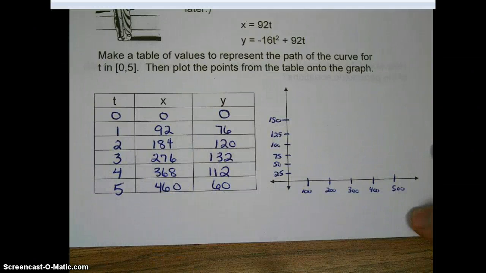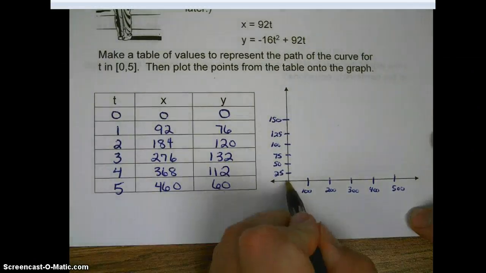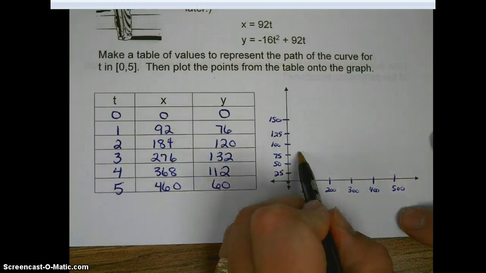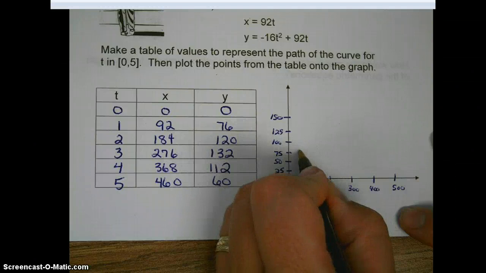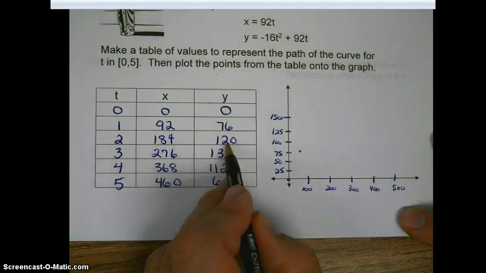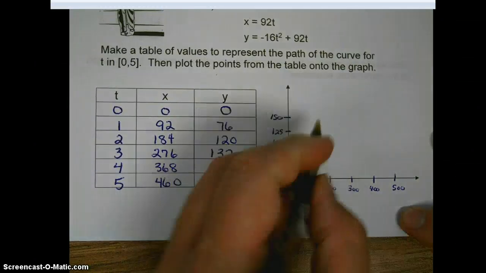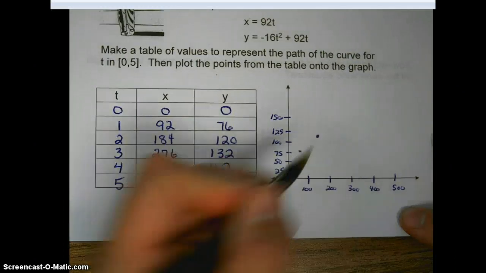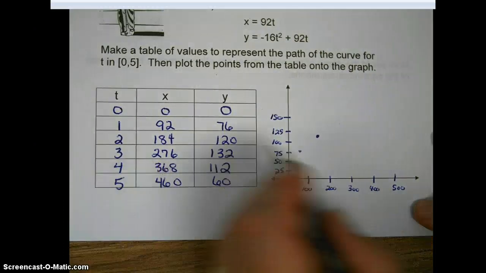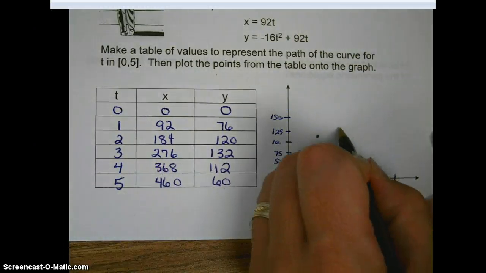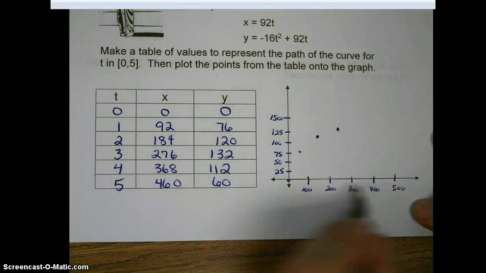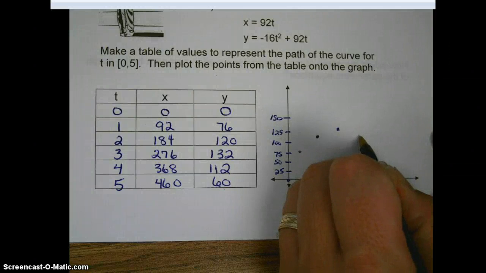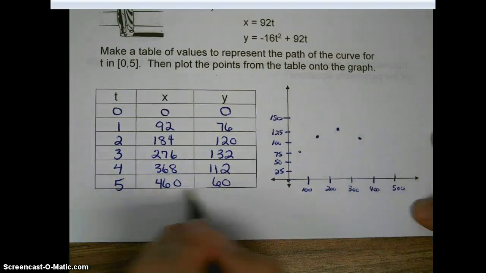Now we're going to go ahead and plot our points. Our first point is at 0, 0. Then 92, 76, so we're going to be about right here. 184, 120. We're just approximating this. 276, 132. 368, 112. 460, 60.